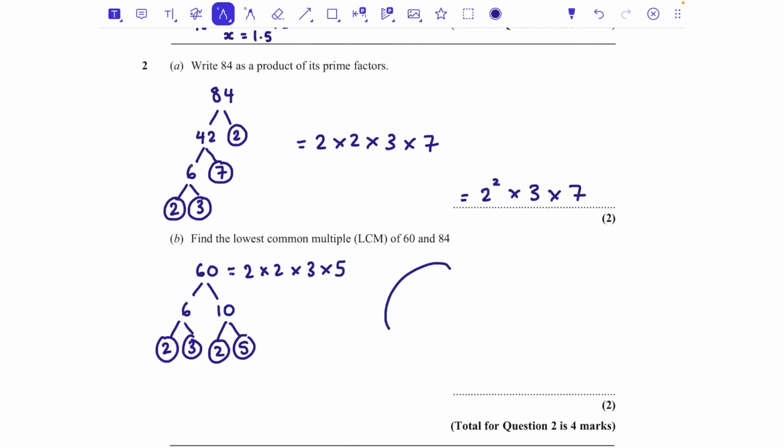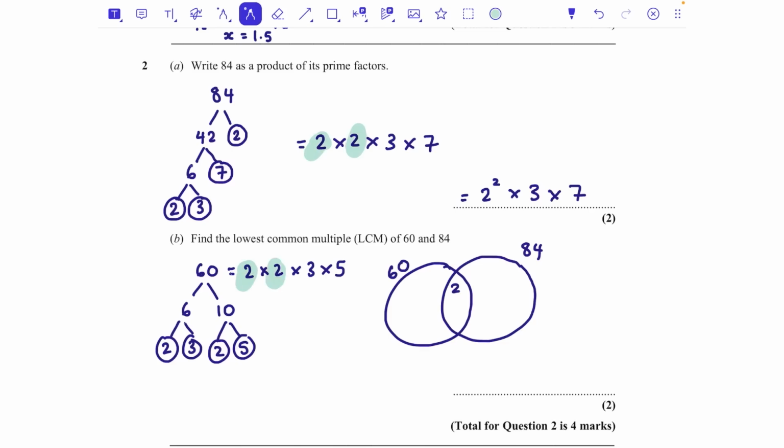We're now going to do our Venn diagram. This circle on the left is going to be for 60, and this circle on the right is going to be for 84. And whatever they've got in common can go in the middle. So they've both got a 2. We can put that in the middle. They've both got another 2. So again, that can go in the middle. They've both got a 3. And then we've got a 5 left over on this side and a 7 left over on this side.